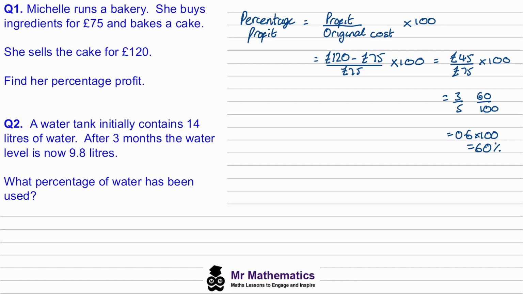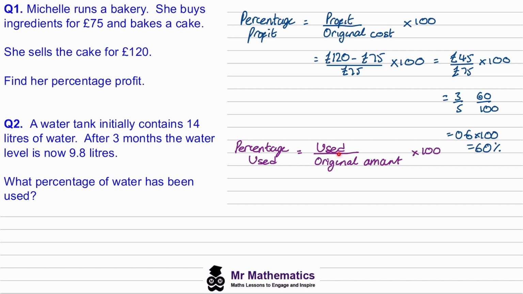So in question 2, we're told that a water tank initially contains 14 litres of water, and after 3 months, the water level is now 9.8 litres. We've been asked to work out the percentage of water that has been used. So now we're looking at percentage used. So similarly to what we did in our first example, we want the amount that has been used divided by the original amount. And again, we'll multiply this by 100.